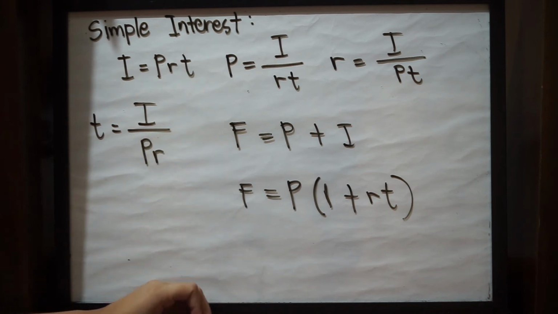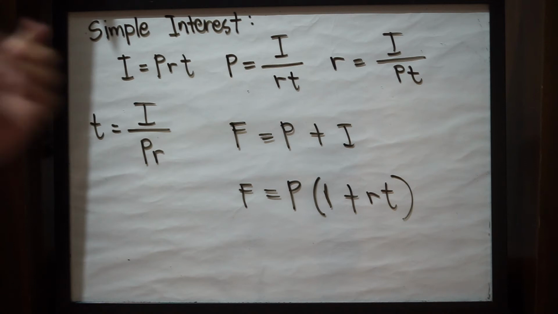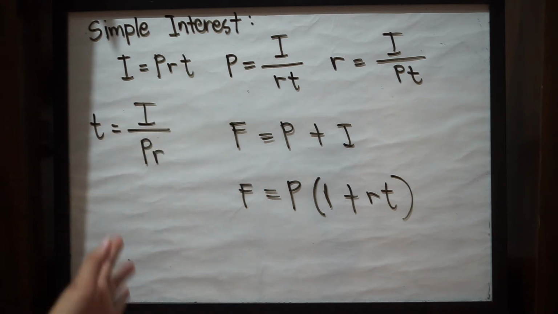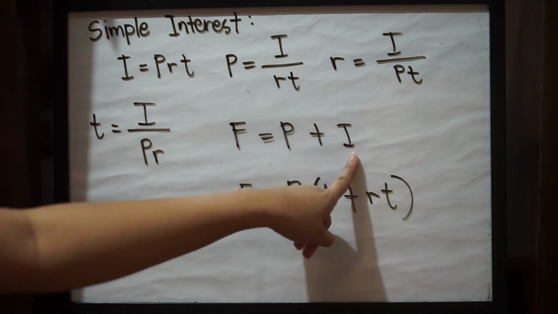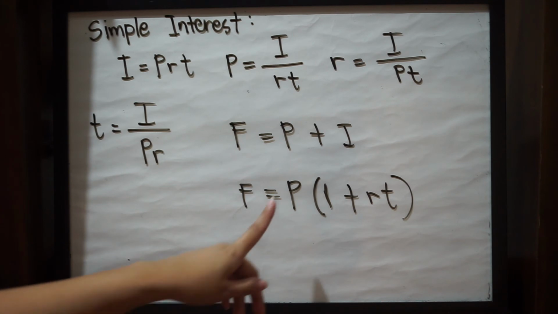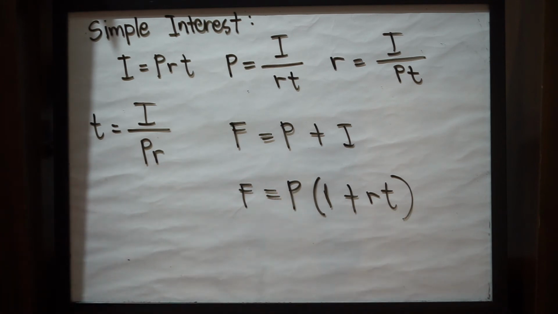Next, under simple interest, we have the future amount din na formula, or sa ibang book, maturity value, or basta any synonymous na term sa future amount. So, yung future amount, nakukuha siya by adding the interest and the principal amount. Or, if ang given naman ay principal amount, rate, and time, you can use this formula. So, yun yung mga formula for simple interest. Let's proceed with problems under simple interest.